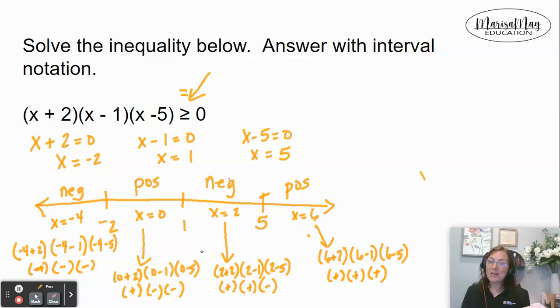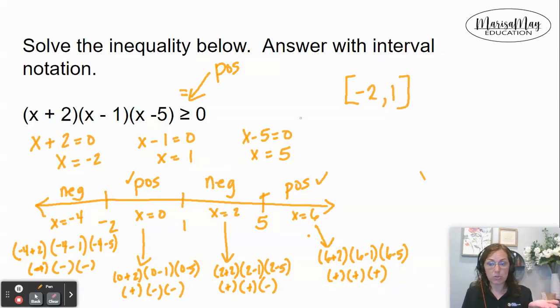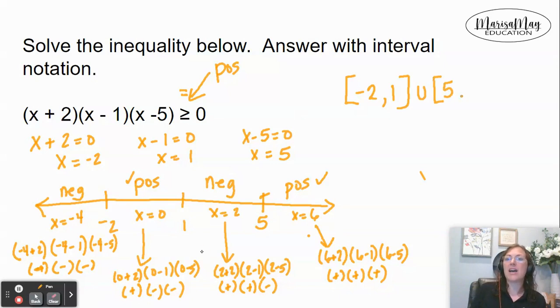Then look at your inequality again. You were looking for positive values. So you need these two sections. So let's write those intervals. We would go from -2 to 1. I'm using brackets because of the equal to underneath the greater than. And then we would go from 5 to positive infinity. And then remember, infinity always gets a parentheses there.